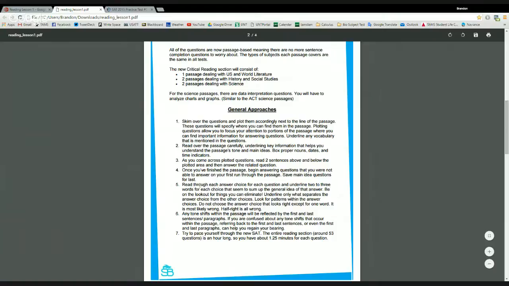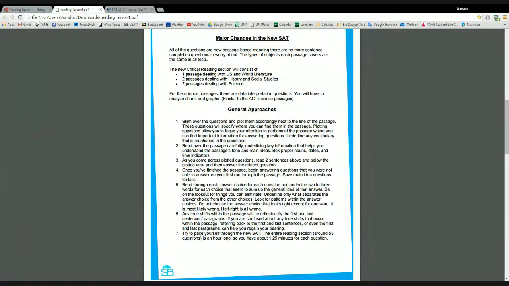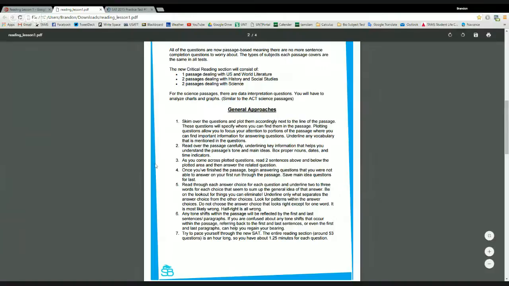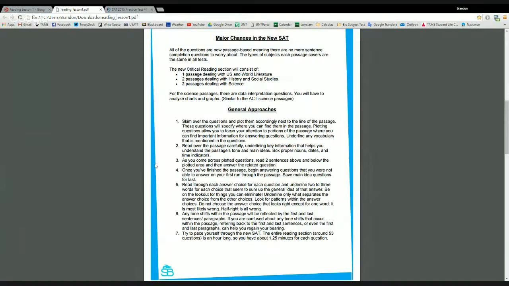Any tone shifts within the passage will be reflected by the first and last sentence of the paragraph. As I said earlier, you always want to look at the first and last parts of the paragraph to get the main idea and potentially the tone. And you can refer back to the first and last sentence during the first and last paragraph to help you gain your bearing. We mentioned that already.